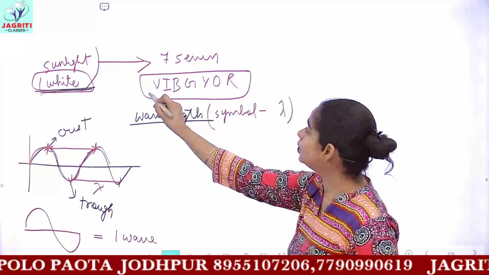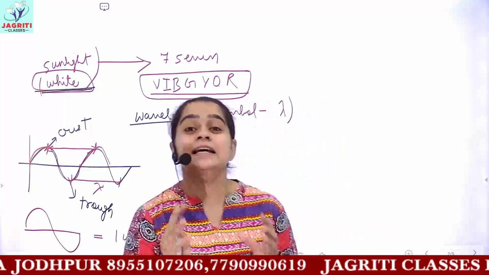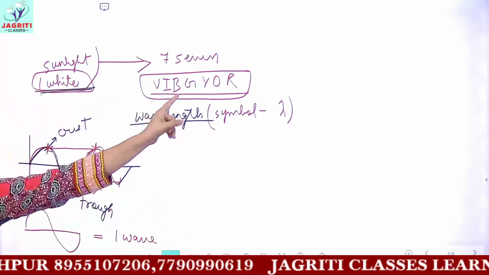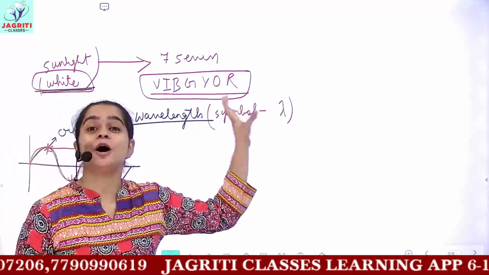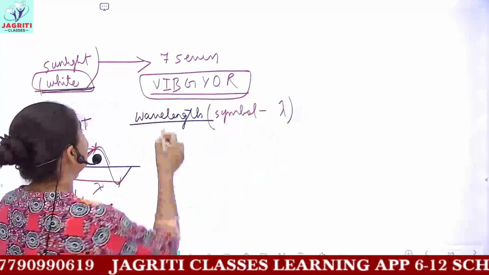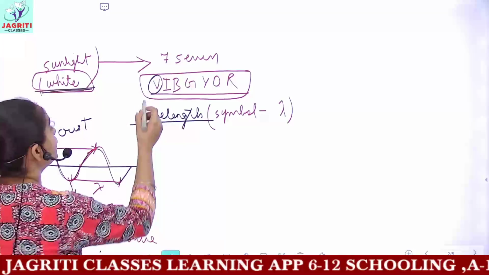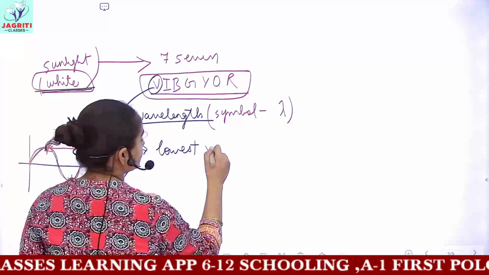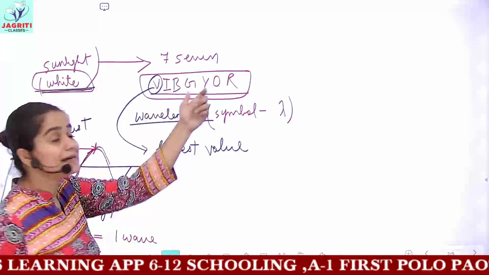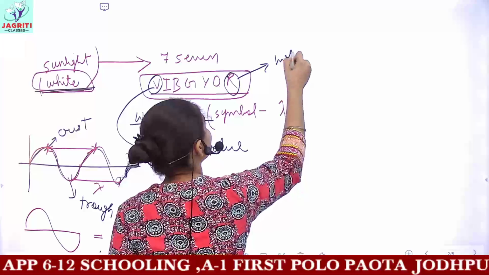All the colors present in your white light or in the sunlight are composed of 7 different colors. And these 7 different colors have different amounts of wavelength. So the violet color, which comes at the starting end or the extreme point, has the lowest value of wavelength, whereas the red color has the highest value of wavelength.